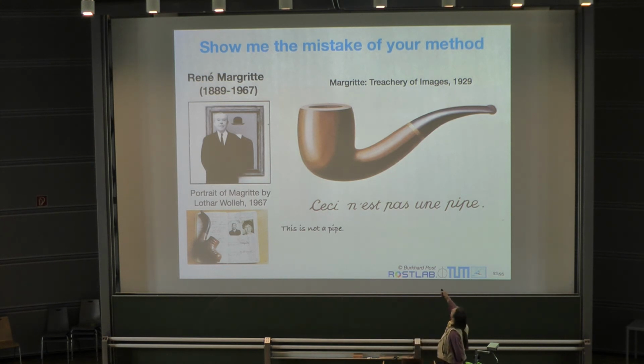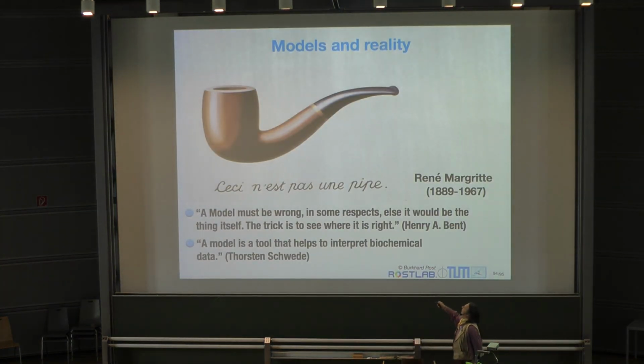Okay, back to the pipe here. In some sense, not all the elements of the pipe are necessarily the way they are. It must be wrong somewhere. It must be different somewhere. There are some regions that are wrong. If everything would be right, it wouldn't be a model. Where is it wrong? Where is it right? Find the difference. A model, Thorsten says, is something that helps you to interpret biochemical data. A model is a vehicle to get somewhere, not something with its own meaning or sense.